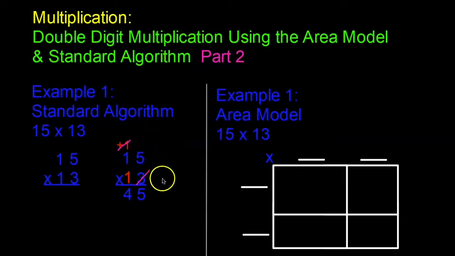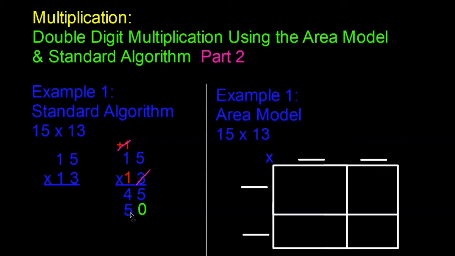I need to now multiply in this direction, 5 times 1. But before I do that, I need to remember that I always have to put my placeholder. And this placeholder represents the ones place because 5 times 1 is really 5 times 10. And so we hold this place because we're really going to be multiplying by a 10. 5 times 1 is 5. So I'm going to put that 5 here in the tens place.